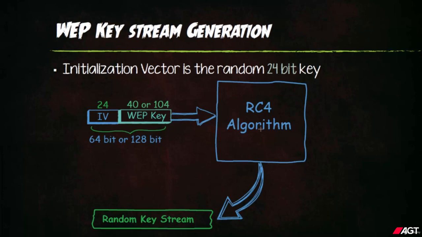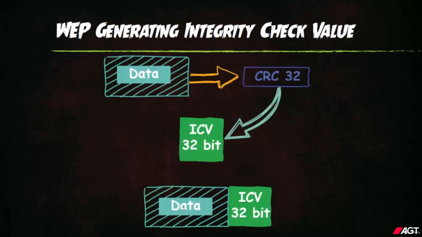This algorithm generates a random key stream. This random key stream could be a very long random key value, and we will keep this in our pocket right now and see how we can use it. So this is how we generate a random key stream.